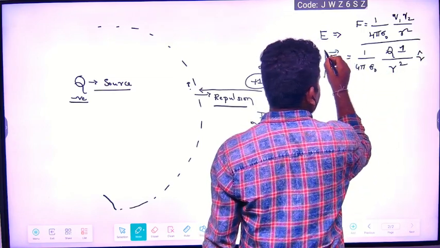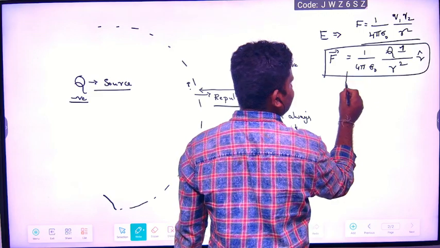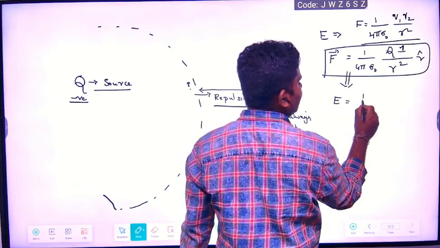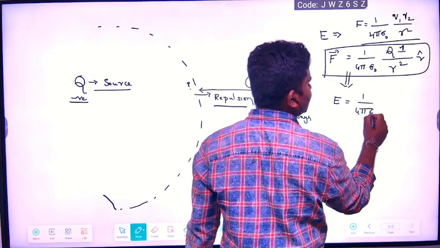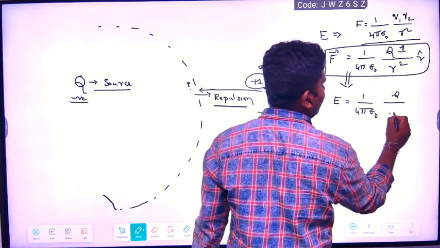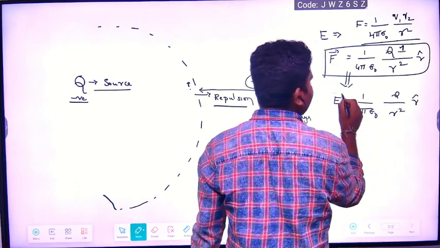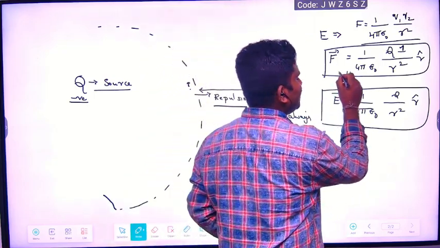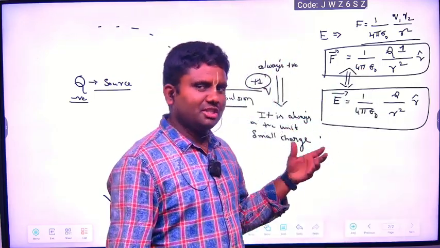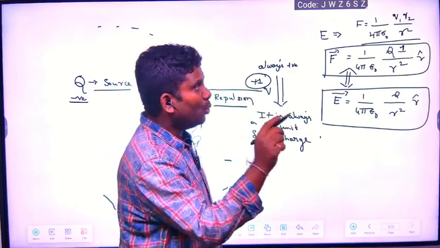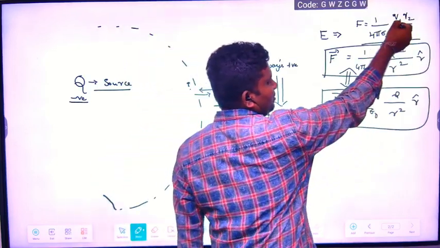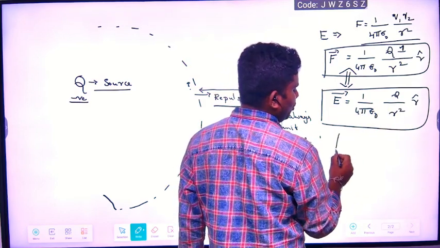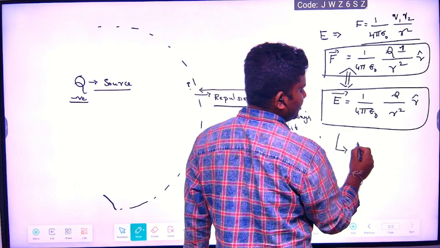Now this force is the same as the electric field E. E is equal to 1 by 4 pi epsilon naught Q divided by R square into R cap. The electric field is also a vector. So force and field are similar when you bring a test charge near the source charge. The force formula is Q1 Q2 by R square, but the field is just Q by R square.